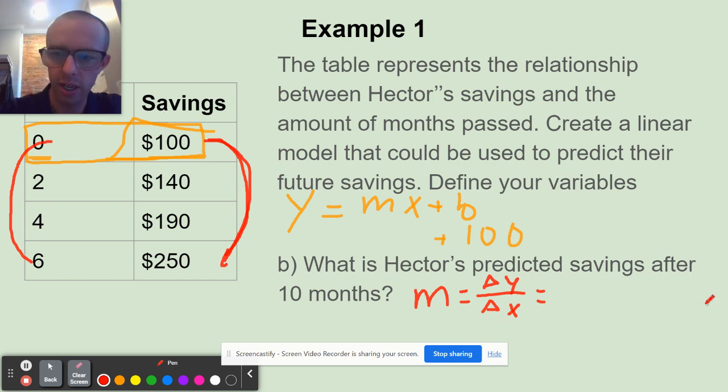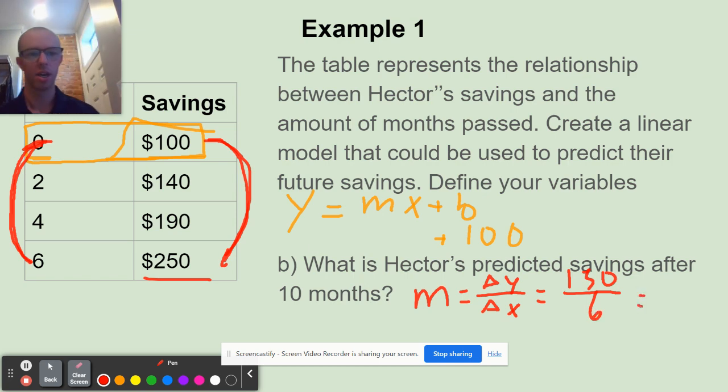It's 150, right? So he started at $100. By the end of the 6 months, he's at 250. So he changed by 150. And how many months went by? 6 months went by. So he gets $150 in 6 months. So if you save $150 in 6 months, how much money are you saving per month on average?